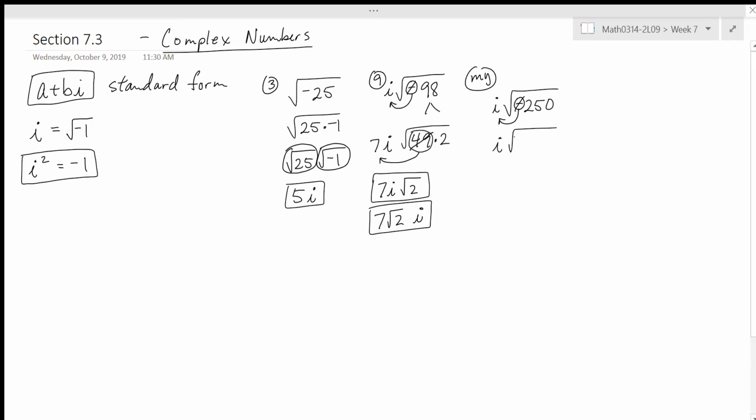See that? First step, simplifying radicals, take out the i. And then 250, I think we can write that as 25 times 10. And then what is the square root of 25? So we're going to get 5i square root of 10. Or you can say 5 times square root of 10 i. Either one of those is acceptable.